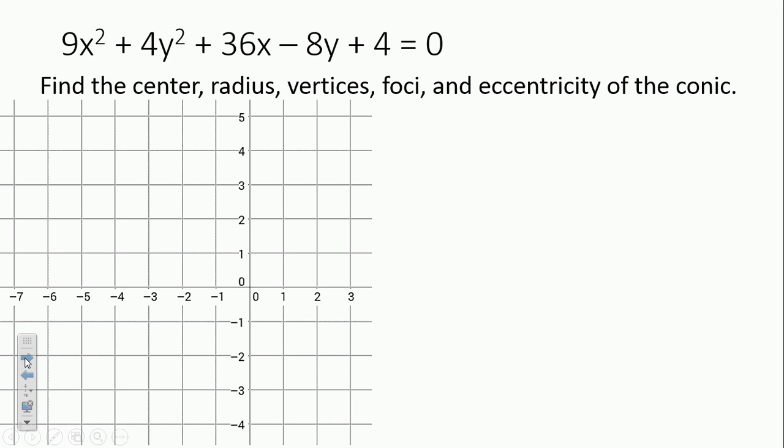Gather ye rosebuds while ye may, is that what it is? Gather ye. Can't remember. Little poetry.